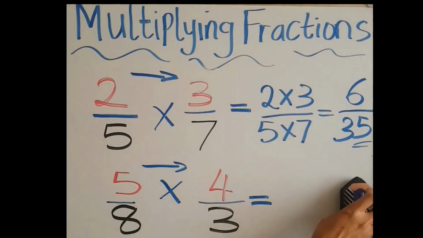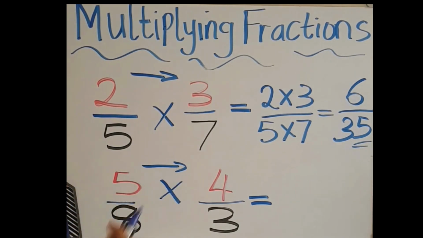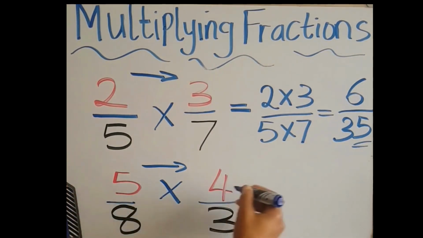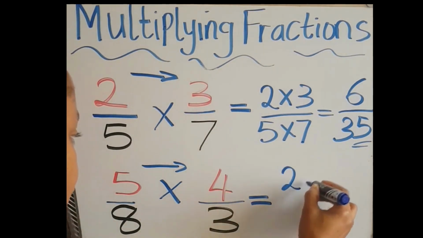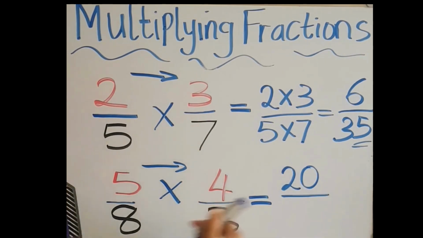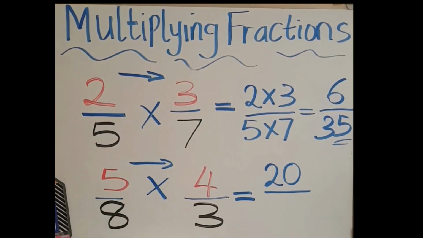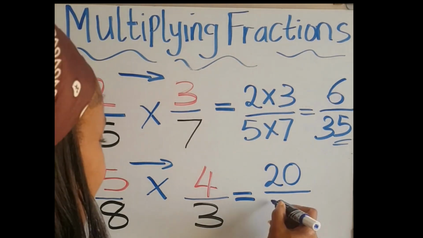Now, let's do the next one. 5 times 4 and 8 times 3. We'll multiply across. So 5 times 4 is what? 20. And 8 times 3 is going to give us what? 24. Exactly. So we write 24.